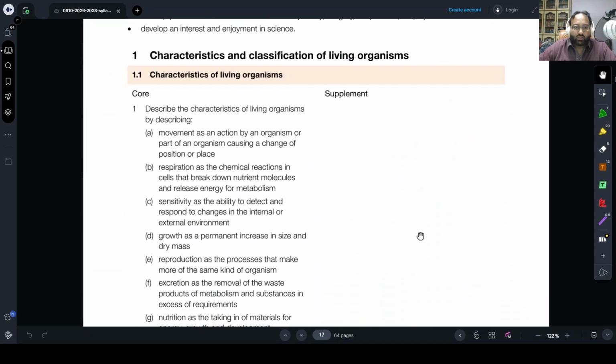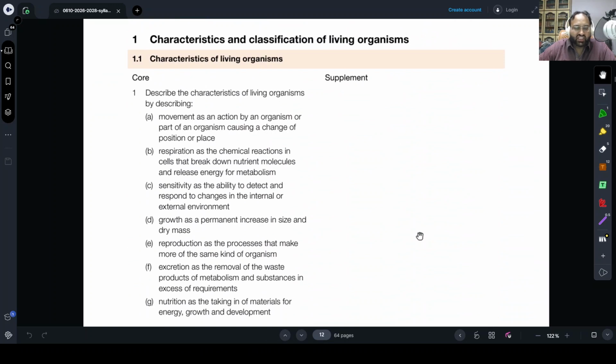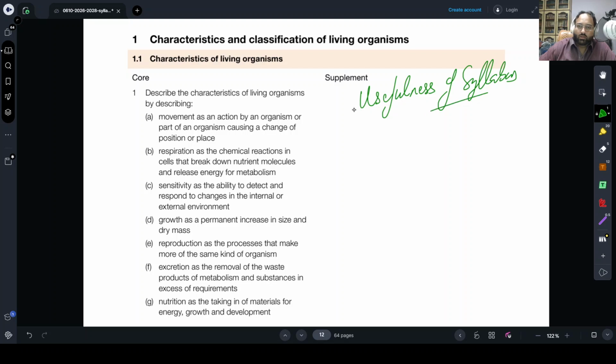Now, subject content here is where they're giving details as to what the syllabus has under each topic. I'm not going to go into detail of that right now, but what I will mention is the usefulness of the syllabus. The first thing it's useful for is obviously as a checklist for progress.